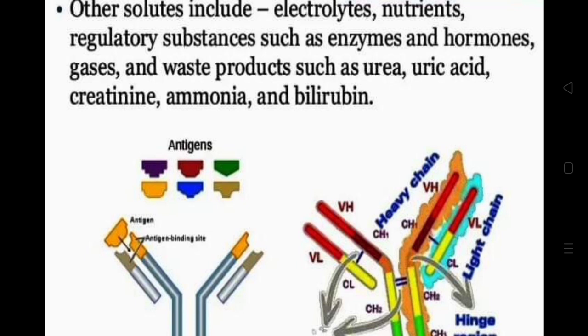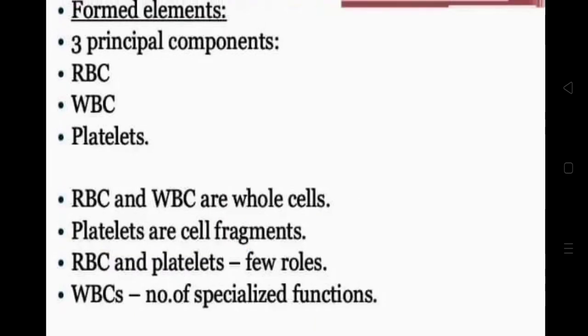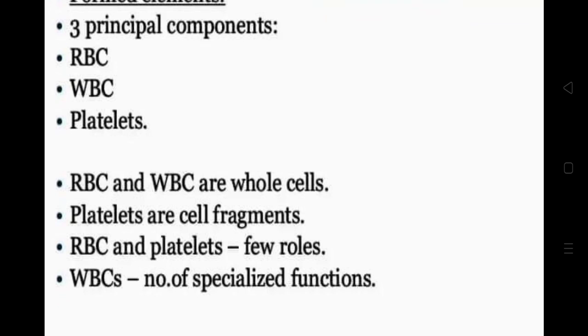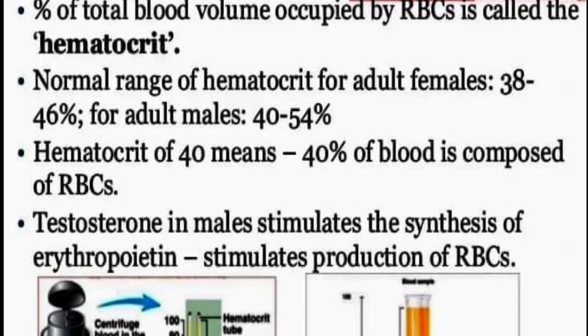such as urea, uric acid, creatinine, ammonia, and bilirubin. Formed elements, three principal components: RBC, red blood cells, WBC, white blood cells, platelets. RBC and WBC are whole cells, platelets are cell fragments. RBC and platelets have no nucleus. WBC have a number of specialized functions.